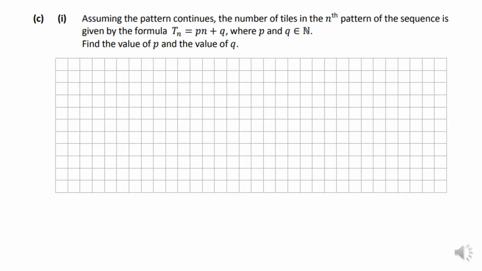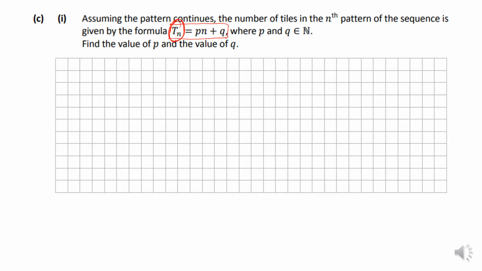So part C, part 1. Assuming the pattern continues, the number of tiles in the nth pattern of the sequence is given by the formula Tn equals Pn plus Q, where P and Q are natural numbers. Find the value of P and the value of Q. Alright, so this is a roundabout way of asking about the general term Tn. Okay, it's an expression in algebra that allows you to calculate any pattern down the line of the sequence. The P and the Q tend to confuse things a little bit.